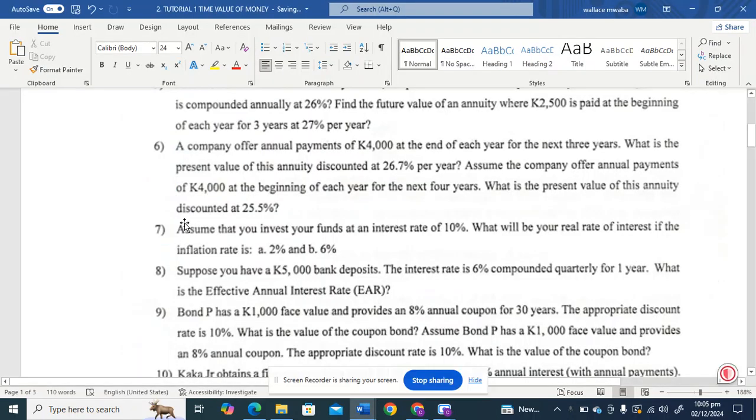All right, so we've got this question here. It says, assume that you invest your funds at an interest rate of 10%. What would be your real interest rate if the inflation rate is 2% and the inflation rate is 6%? Okay, so basically, we want to find the real interest rate. The real interest rate is the interest rate that is adjusted for inflation, because inflation can affect the returns that you get from investments.